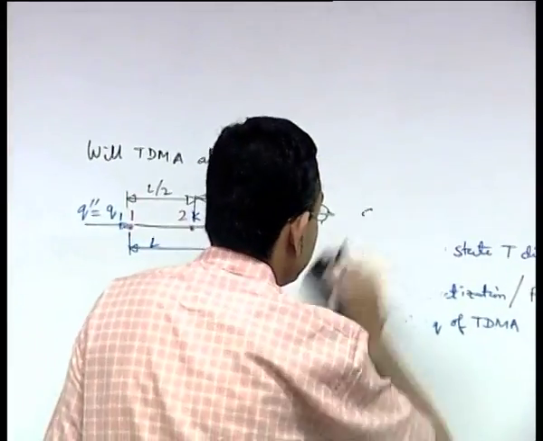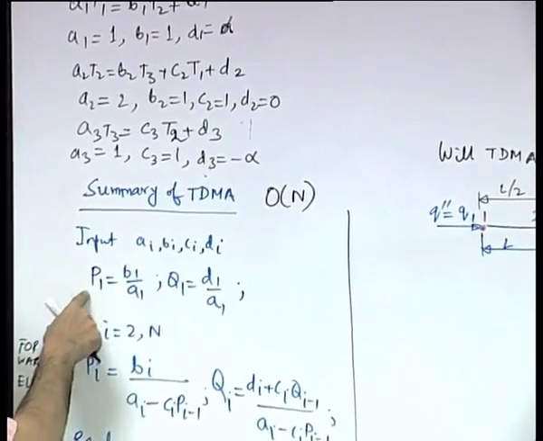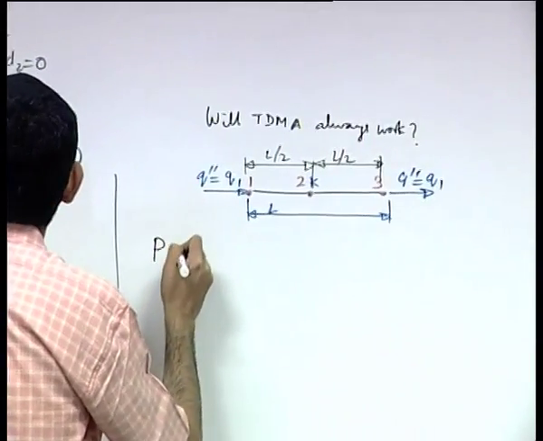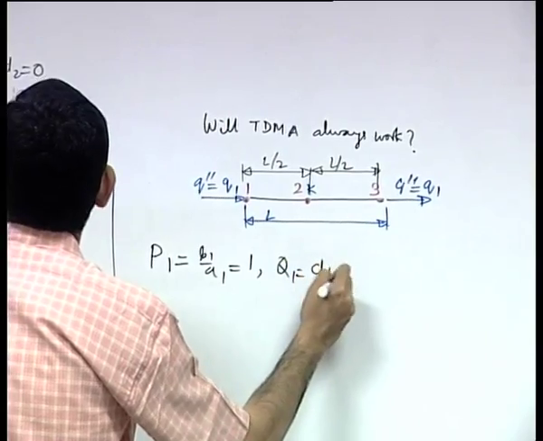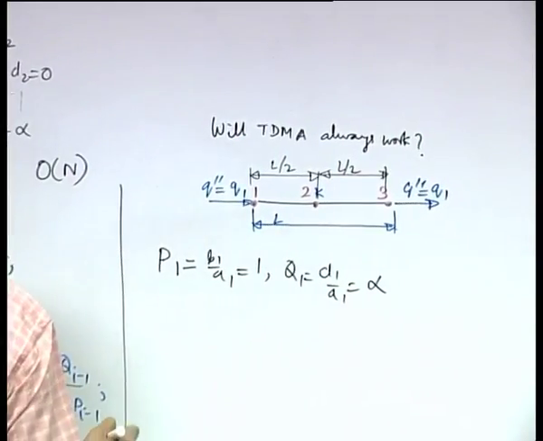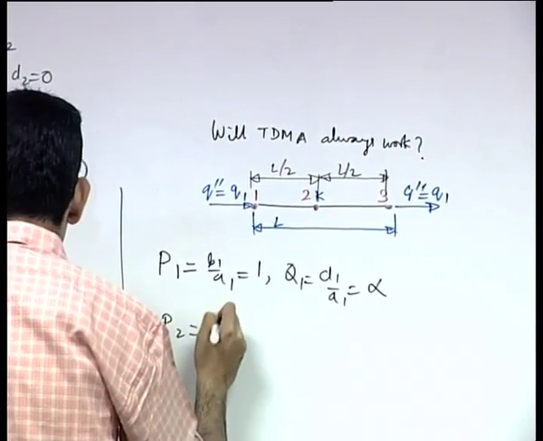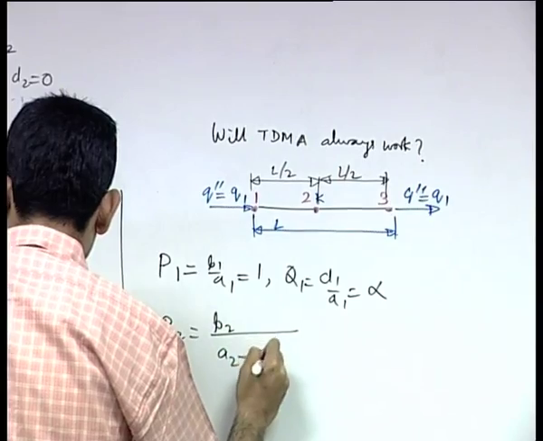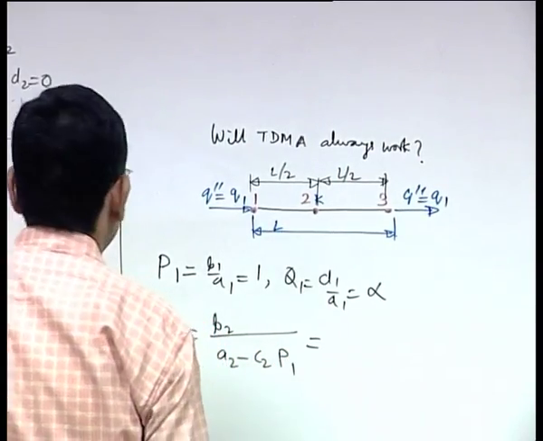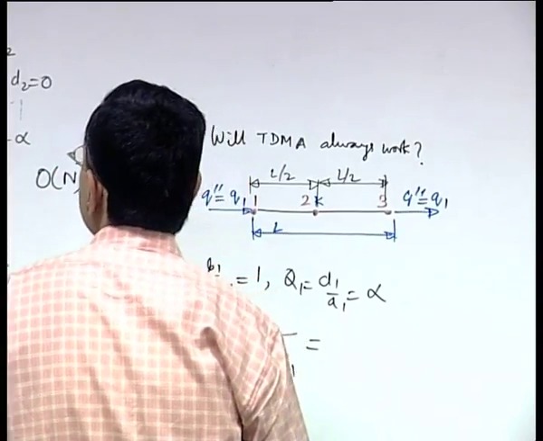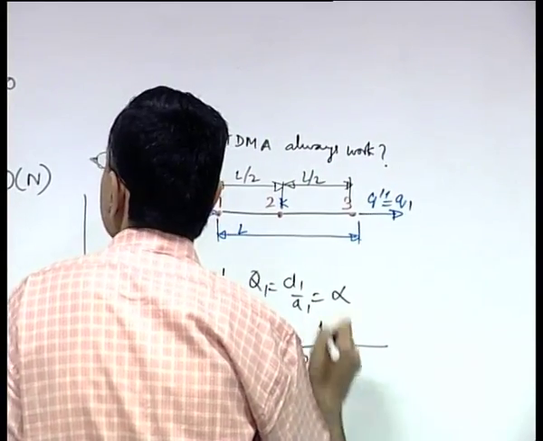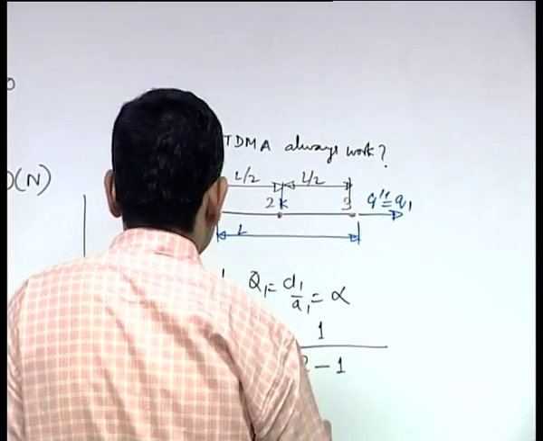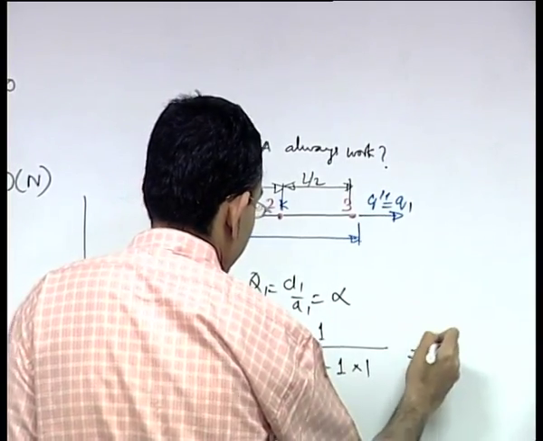Now, you can go through the TDMA as it is there here. P1 is B1 by A1, that is equal to 1, Q1 is D1 by A1, that is equal to alpha. Then P2 is B2 by (A2 minus C2 P1). So, B2 is 1, by 2 minus C2 P1, that is 1.